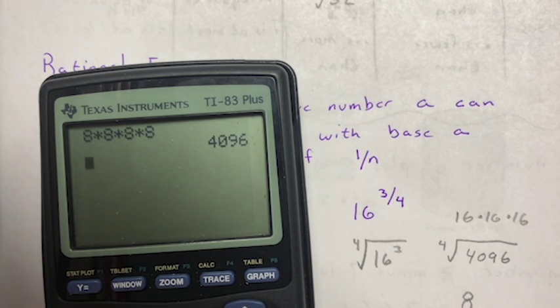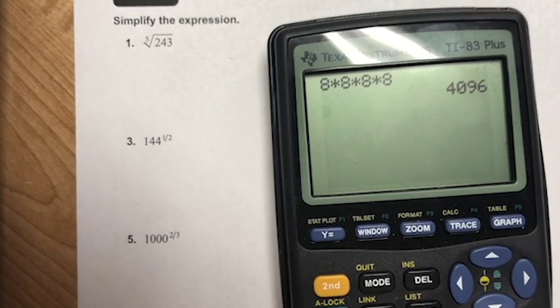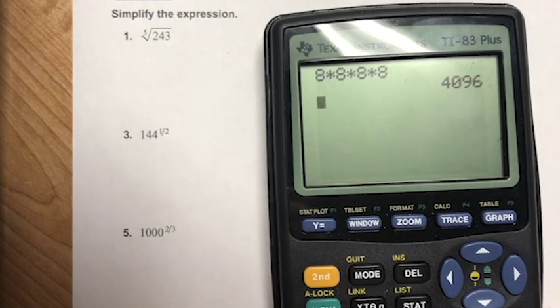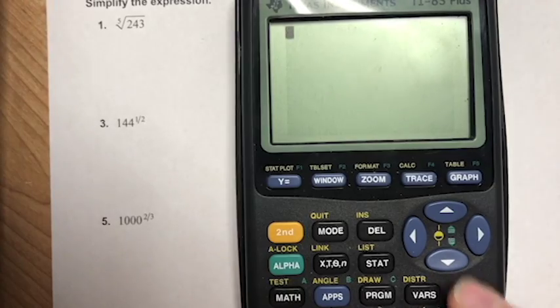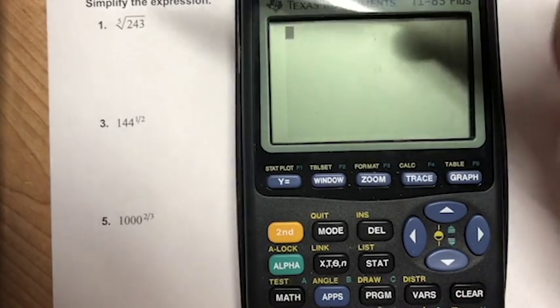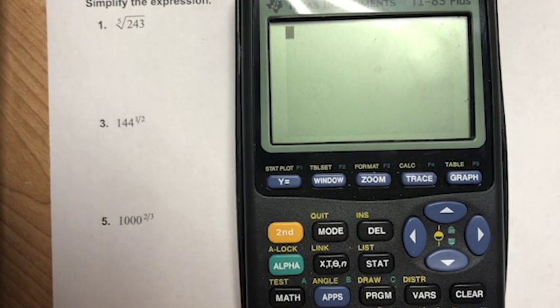So how do I do this easier in the calculator? Well, this is where we're just going to get right on to it. It's telling me to simplify the expression. Using your handy dandy calculator, you have a little thing. Let's clear this out. It says the fifth root of 243. So this is how you type it.